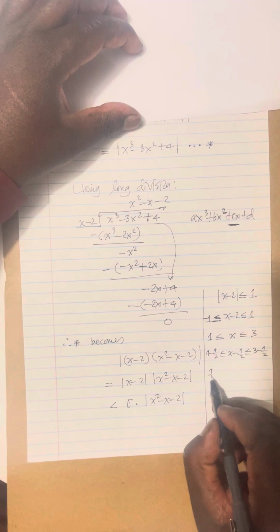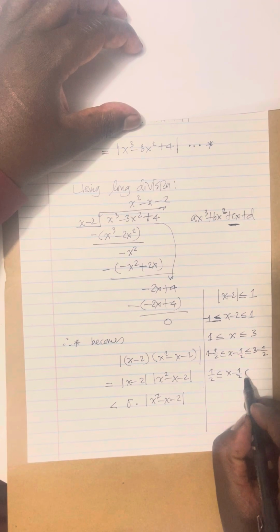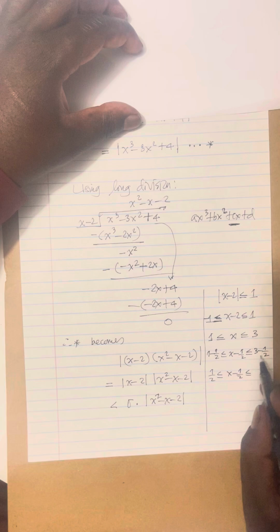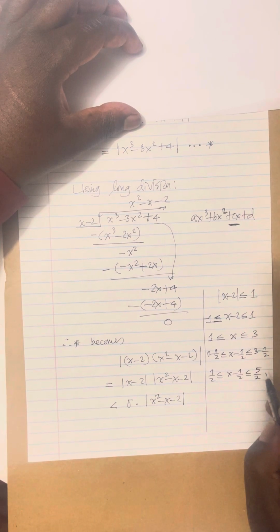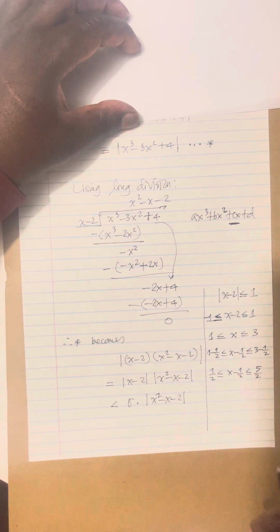Simplifying this, we get half, less than or equal to x minus half, less than or equal to, if you check, this is going to be 5 over 2. So that's 6 over 2 minus 1 over 2, that's 5 over 2. Now I have to square the whole thing, so I am able to produce x squared minus x.